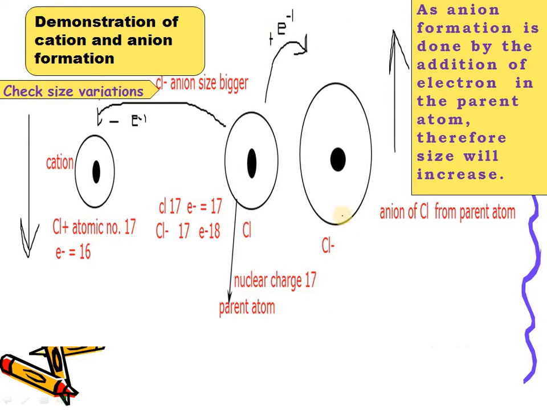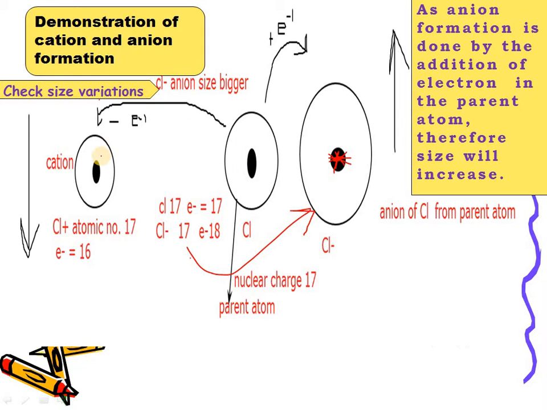Here the nuclear charge remains the same but the number of electrons increases, so the number of electrons will be 18. So when the number of electrons increases for Cl negative, the nuclear charge, which is 17, remains the same for cation, anion and parent atom, and will have less power to attract or hold the electrons. So this is the reason that this atom gets bigger in size with respect to the parent atom.